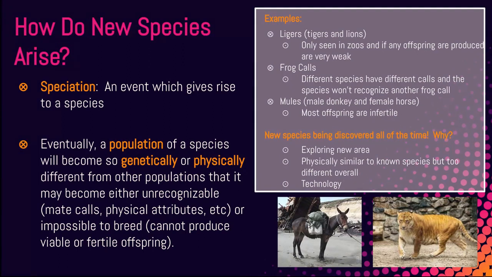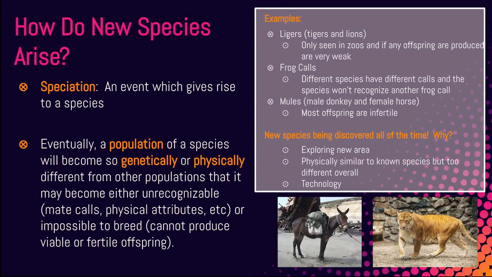Some examples of this are ligers. Ligers are where tigers and lions have reproduced. This doesn't happen in the wild, but when we've seen this in zoos, the offspring are so weak they cannot survive without human help. So they would never survive in the wild. Frog calls are another example. A frog, even though it may look very similar, won't recognize another species because the call that would attract a mate to say, hey, we can reproduce, is totally different.